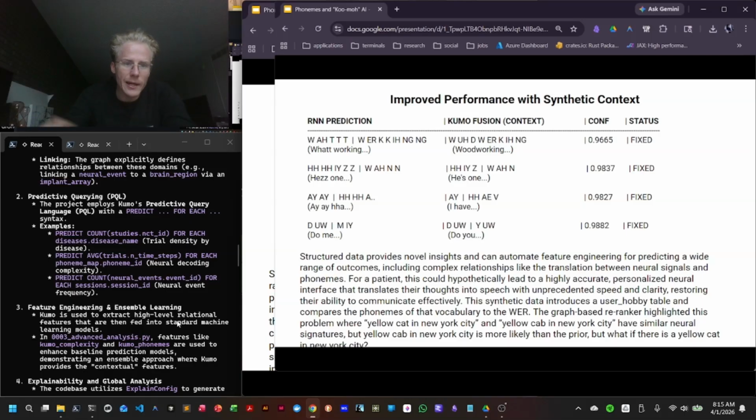But what if it is a yellow cat, right? And how would you know it? And that's where I got to, okay, how can we get the synthetic context better so that you're interacting with almost two different Kumo RFM instances and bridging the gap between both of them?